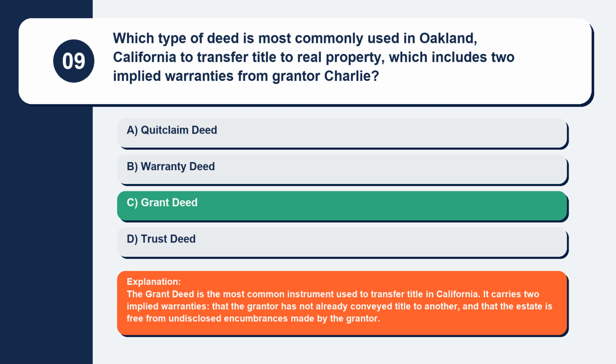Explanation: the grant deed is the most common instrument used to transfer title in California. It carries 2 implied warranties that the grantor has not already conveyed title to another, and that the estate is free from undisclosed encumbrances made by the grantor.